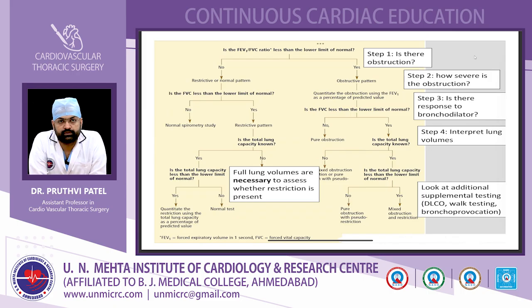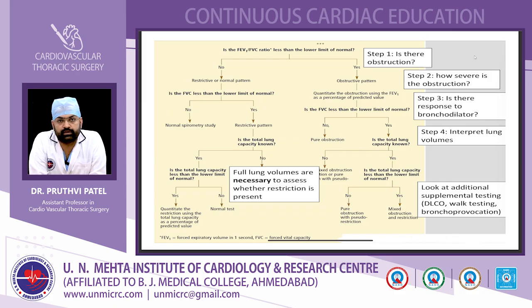If it is not reduced, a normal ratio, then it can be restrictive disease or the patient can be normal. So for that we will see the FVC, forced vital capacity. If it is not reduced, forced vital capacity is normal, then it is normal spirometry, the individual is normal. But if it is reduced, then that patient is having a restrictive pattern.